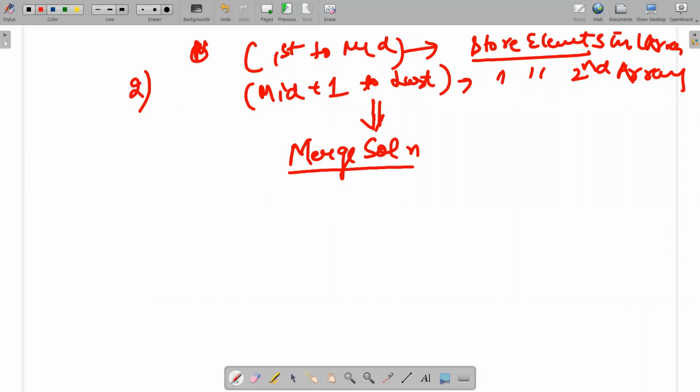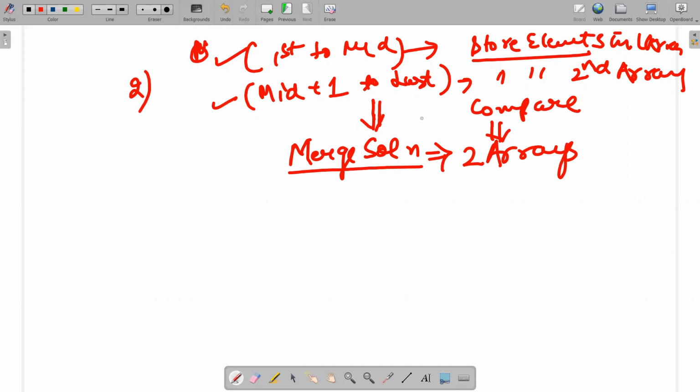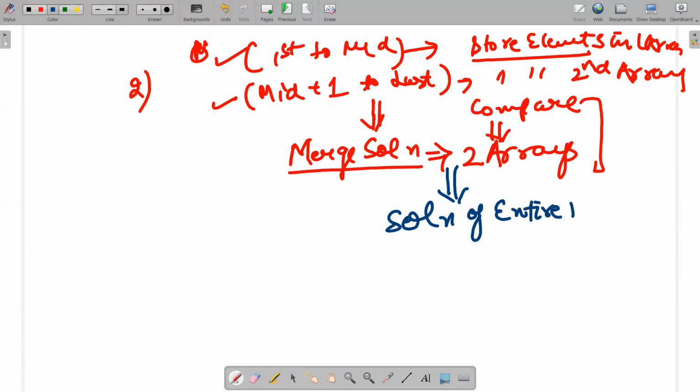That is the merge operation, which will provide the merged solution of comparing two arrays. Which two arrays? First to middle and middle plus 1 to last. These two arrays will be combined and they will form the solution of the entire problem, and the solution is stored in another array.